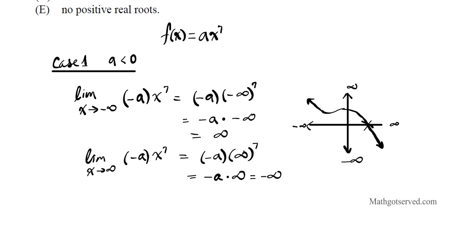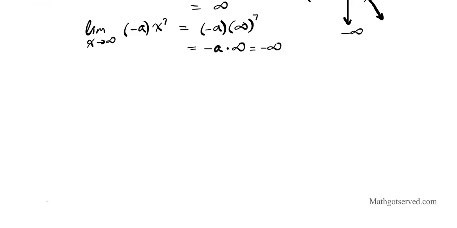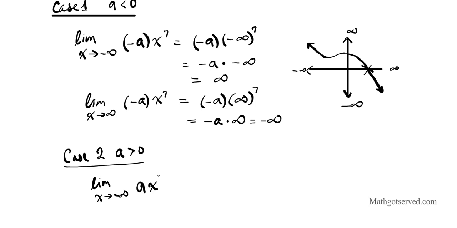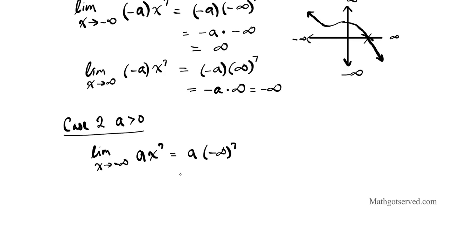Now, how about the reverse case? What if A were positive? What will happen there? All right, so let's consider that also. Case two: what if A is greater than 0? In that case, let's look at the left end behavior. The limit as x approaches negative infinity of ax to the 7th, no negative here. So you're going to have A times negative infinity to the 7th, and that is going to be equal to A times negative infinity, which equals negative infinity.